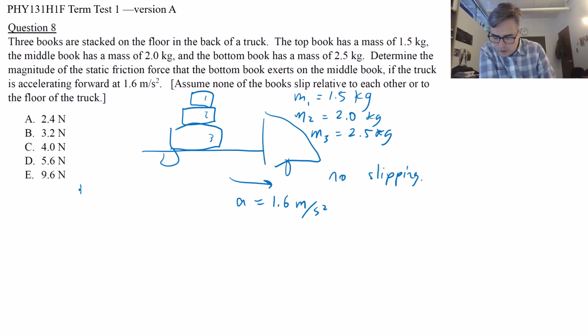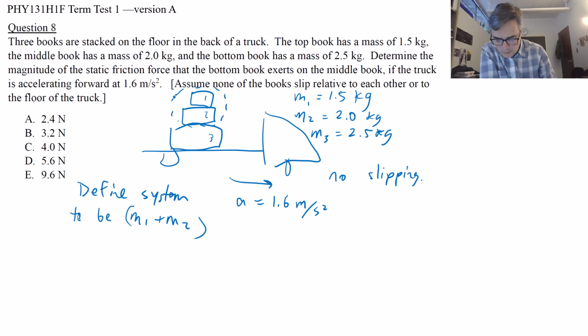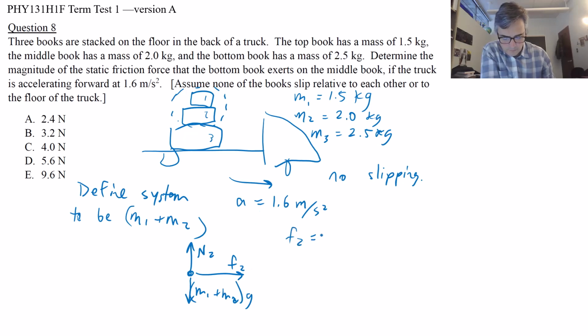So what I'm going to do is define the system to be the top 2 books. Just go like this. And if you look at that, then you'll have the normal force on 2 upwards, and then the m1 plus m2 g is the gravity acting downwards, and then the static friction force on 2 from 3. F_s is what we're looking for.